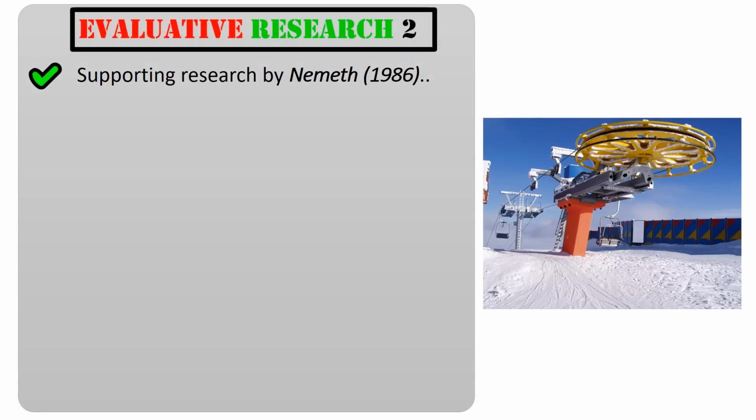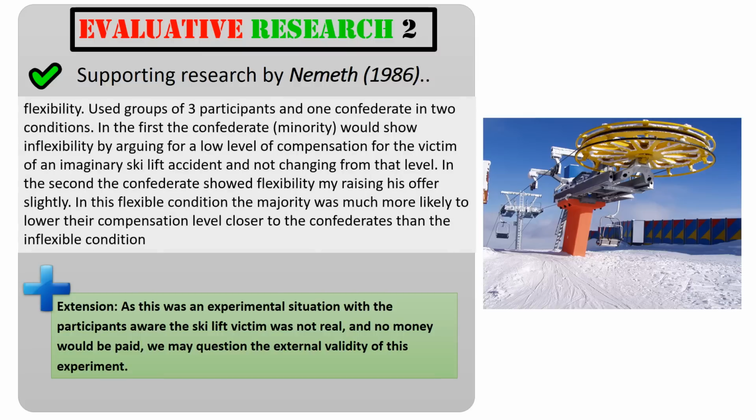A second piece of evaluative research, this time by Nemeth. He looked at flexibility. He used groups of 3 participants and 1 confederate, and he looked at 2 conditions. In the first condition, a confederate, the minority, would show inflexibility. What they would do is argue for a really low level of compensation for a victim of an imaginary ski lift accident, and they just wouldn't change from that level. In the second, the confederate would show flexibility by raising his offer just slightly. In this flexible condition, the majority was much more likely to lower their compensation level to be a little closer to the confederate than in this inflexible condition.